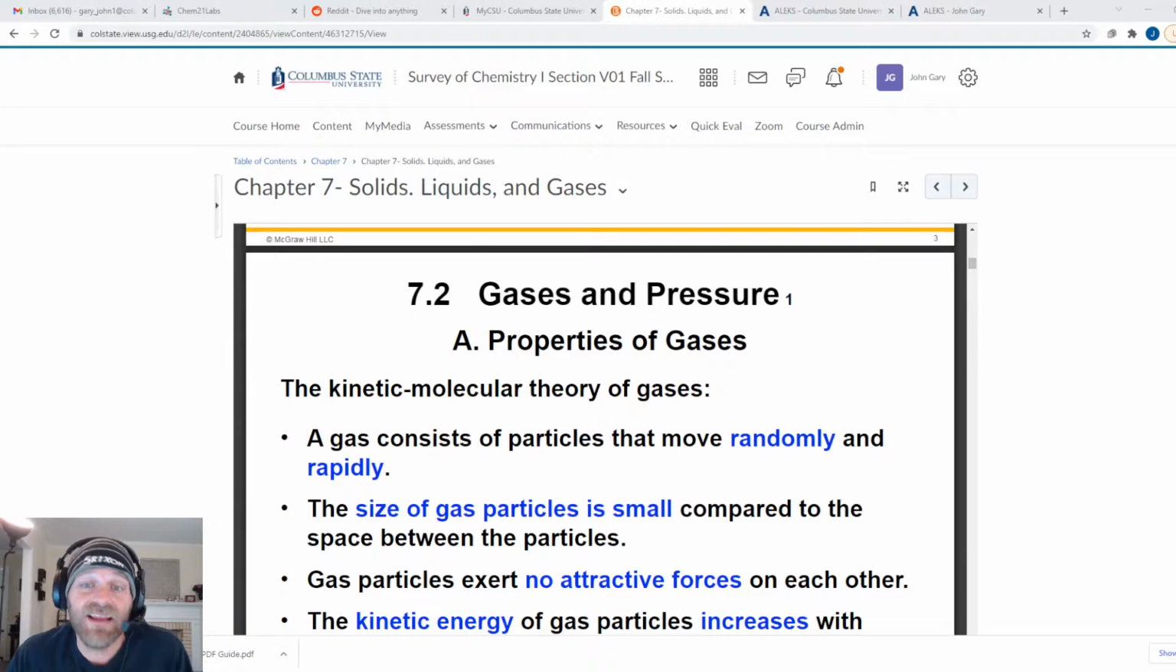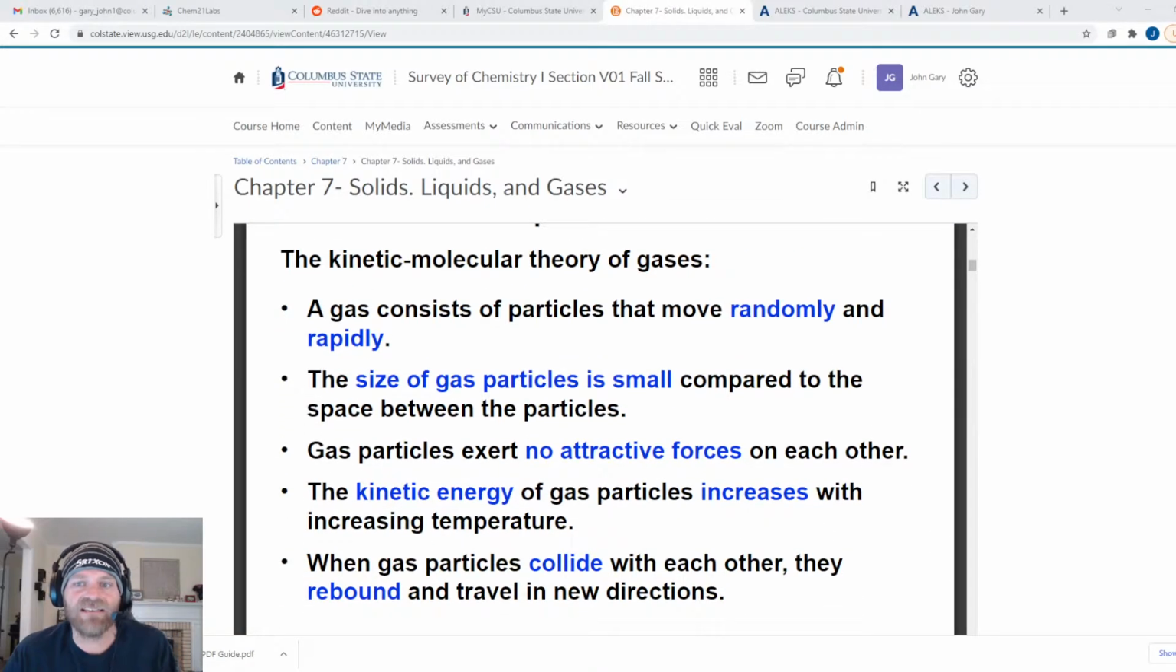Let's see, the kinetic molecular theory of gases. So this is just saying that those particles are always moving. Okay, they move randomly, they move rapidly, they bounce into each other, they bounce off the wall. How fast they're moving is an indication of temperature, but they don't really connect or combine with each other typically. They bounce off each other and they bounce off the wall.